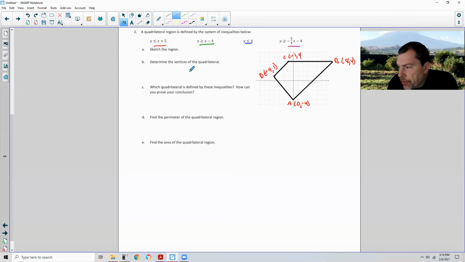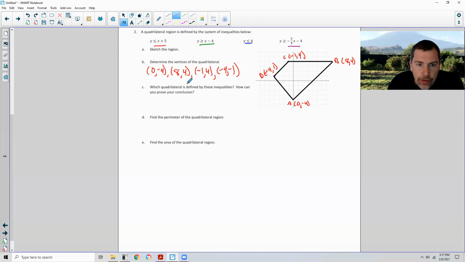Okay, determine the vertices of the quadrilateral. So 0, negative 4. 8, 4, negative 1, comma 4, close the parentheses over here, and finally D is negative 4, comma 1. Okay, so there they are. Which quadrilateral is defined by these inequalities? How can you prove your conclusion? Okay, it is a trapezoid. A trapezoid is a quadrilateral with two parallel sides and two non-parallel sides.